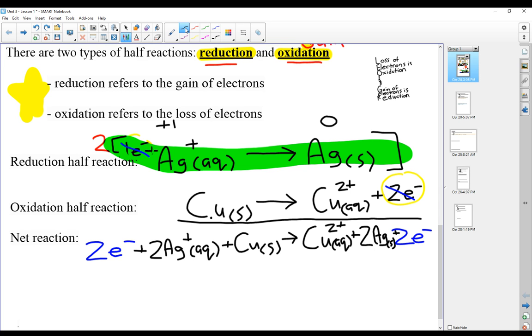Now, silver went from an ion to an atom. Oops. Oh, I guess a little confusing. Be aware that I put a plus there. The plus is referring to plus 2 electrons. So the 2 silver ions became 2 silver atoms. My 1 copper atom became 1 copper ion. My electrons cross off, and that is how we find our net reaction. All right.